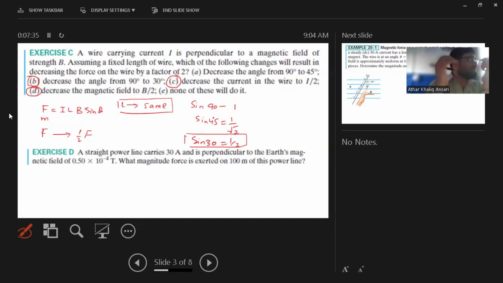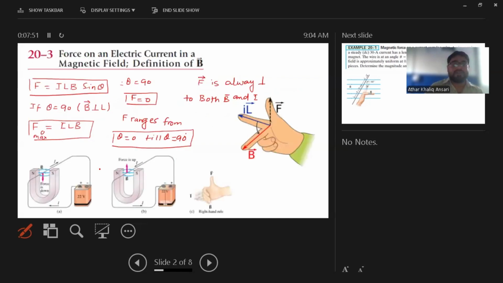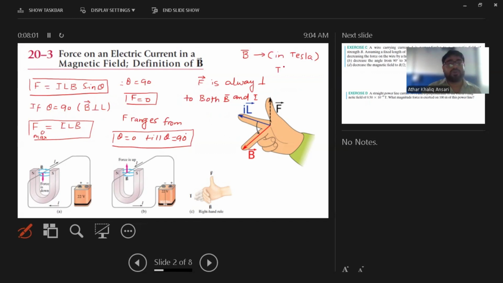You got it? So now the next thing is, you have a straight power line carrying 30 ampere current, which is perpendicular to the earth's magnetic field of this. This T is representing the Tesla. You have to remember one thing that I didn't say: magnetic field B is calculated in Teslas. What is Tesla? Tesla is also known as Weber per square meter.